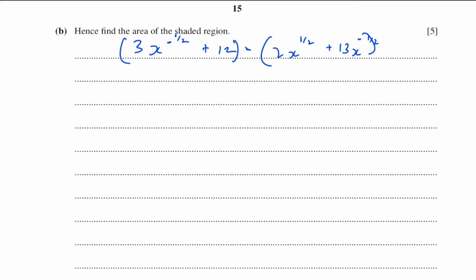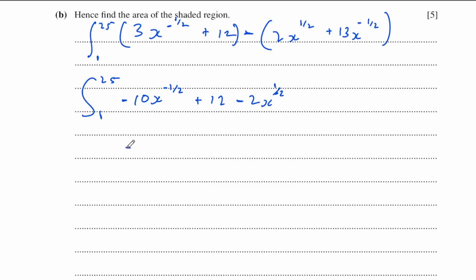So area under the graph, remember, as usual, we need to integrate. Our limits will be a and b, so 1 and 25. So first we can just write this down properly. So 3x power negative a half minus 13x power negative a half, which will just give us negative 10x power negative a half plus 12 minus 2x power a half. And we are integrating this from 1 to 25.